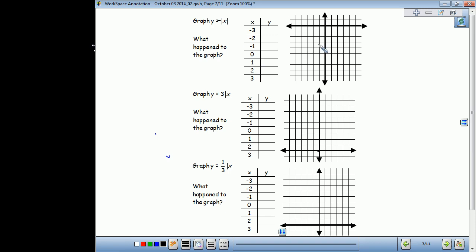Now, this was yesterday. We know that the parent graph for the absolute value opens up like this. And we don't have to know that because I'm going to give it to you. Oh, that was terrible. Let me totally try that again. That's embarrassing.